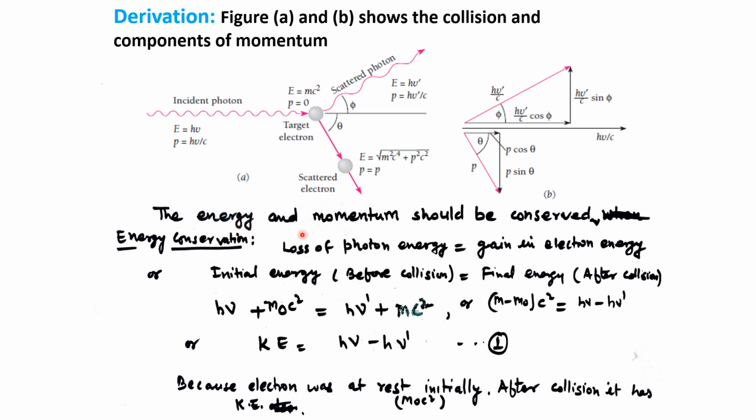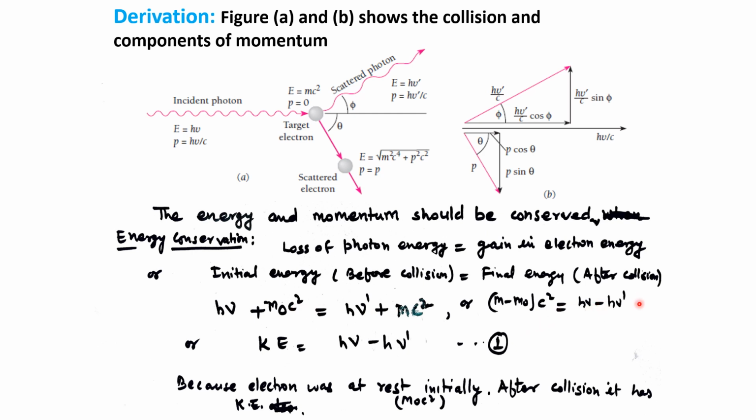So if we see the energy conservation law, the initial energy before the collision should be equivalent to the final energy after the collision. Initially the incident photon has energy h nu, plus it interacts with the electron at rest, so it will have only rest mass energy m naught c square, equal to h nu prime plus, now this is a moving electron, so its total energy will be m c square, that is the moving mass.